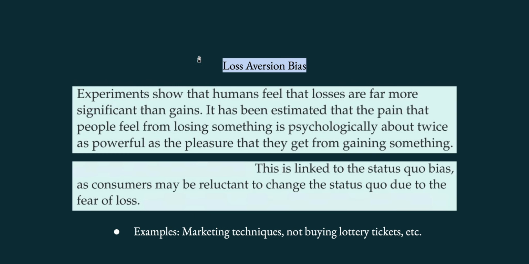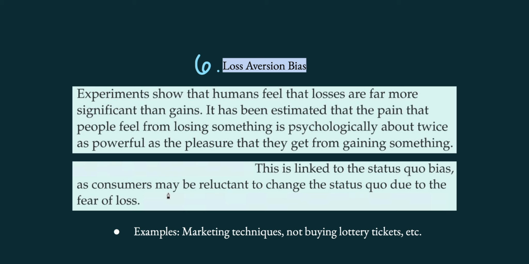Number 6, okay, loss aversion bias. Experiments show that humans feel that losses are far more significant than gains. It has been estimated that the pain that people feel from losing something is about twice as powerful as the pleasure that they get from gaining something. Okay, this is linked to the status quo bias, so the reluctance to change, as consumers may be reluctant to change the status quo due to the fear of loss.